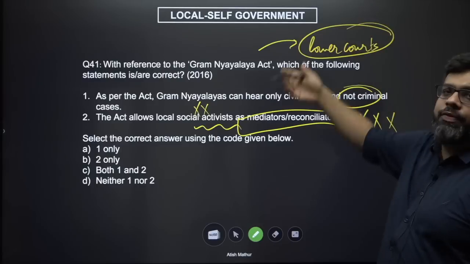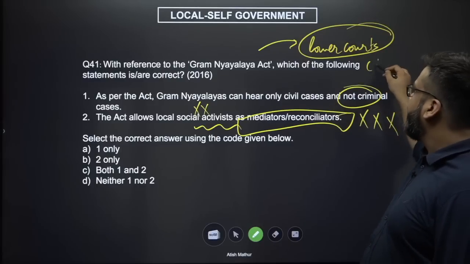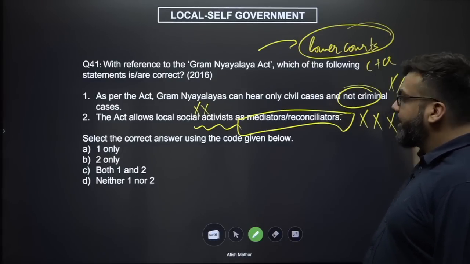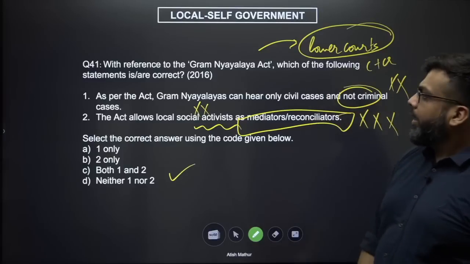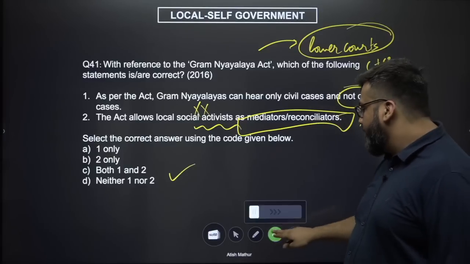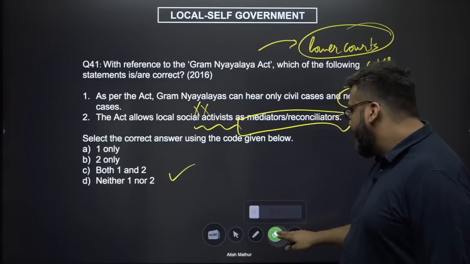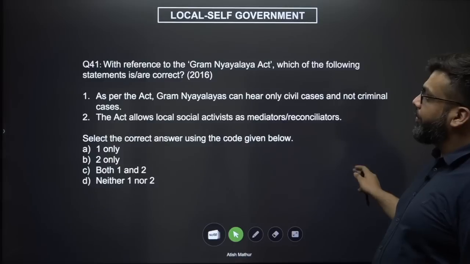And they cannot hear only civil and not criminal cases. If it is a court in the formal judicial hierarchy, they can hear both kinds of cases. Both the statements are wrong. The answer should be D, neither one or two, right? The option should be D, neither one or two.